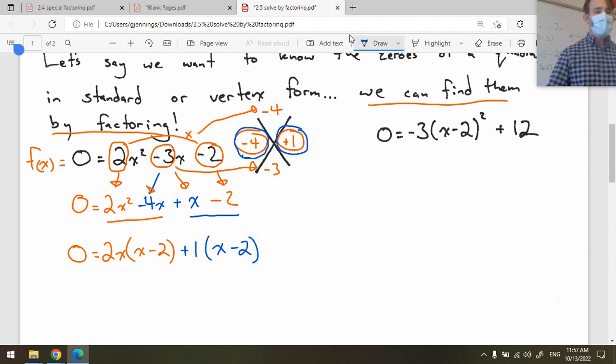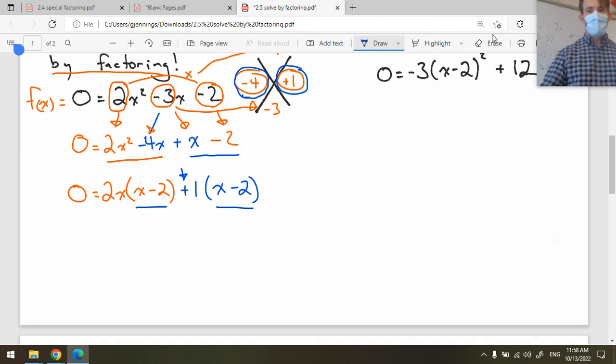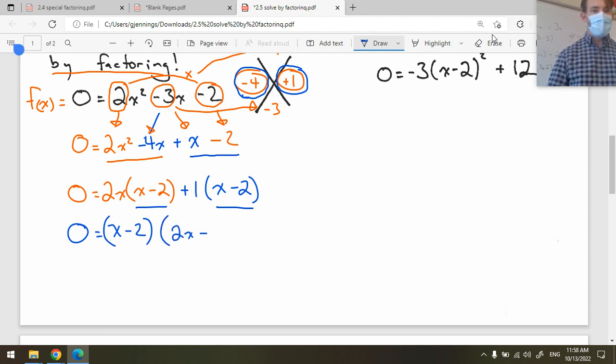So I've factored these by grouping, and then I see that I have a greatest common binomial factor that appears here and here. The same factor appears twice. That factor can be factored out of both of those terms, the two terms that are connected by this addition. So let's go ahead and do that. Now we will have 0 is equal to x minus 2 multiplied by 2x plus 1.